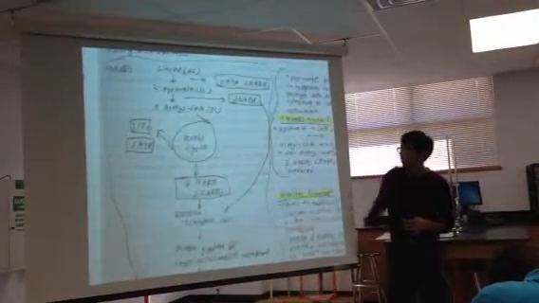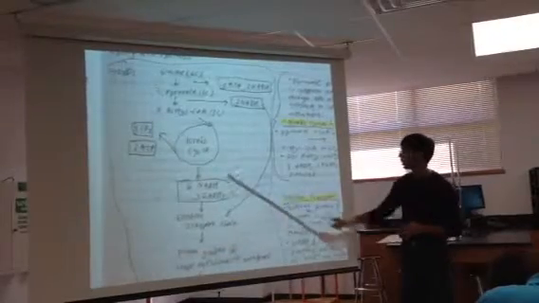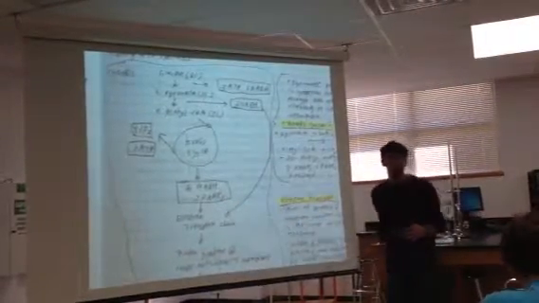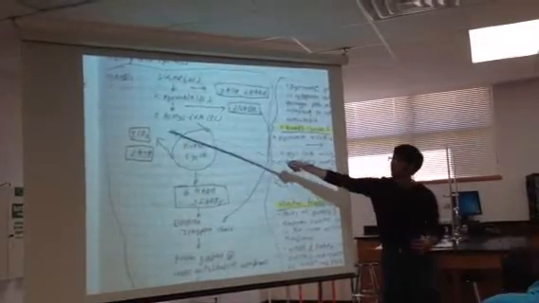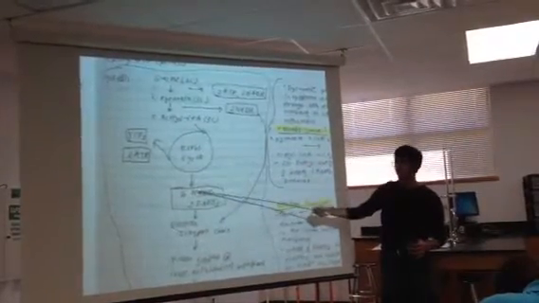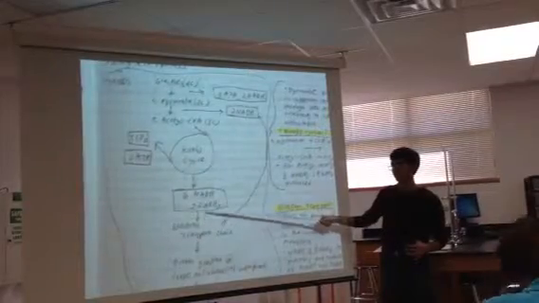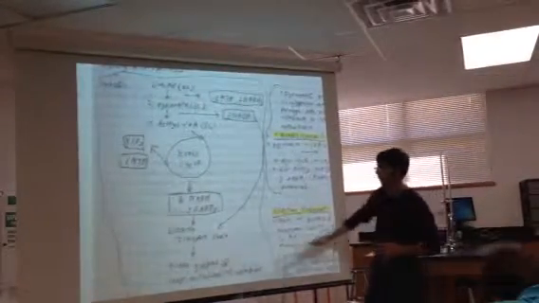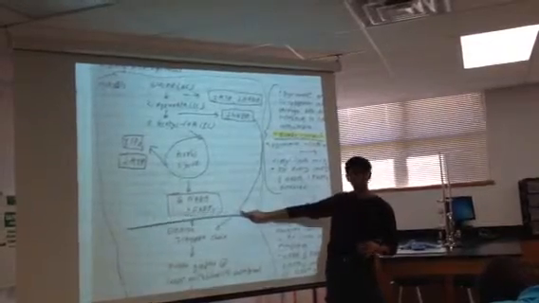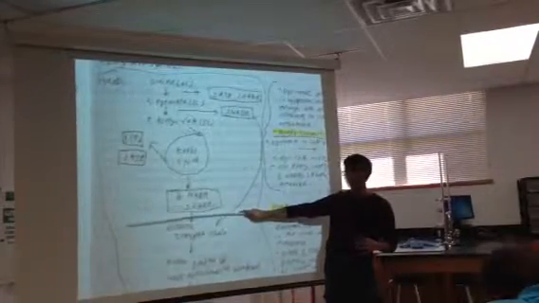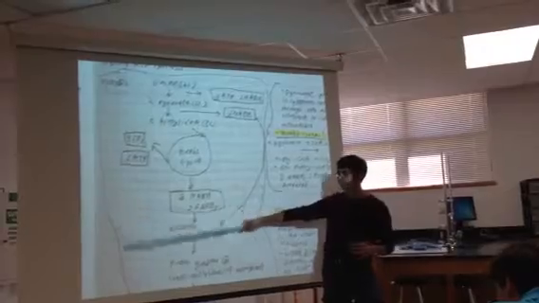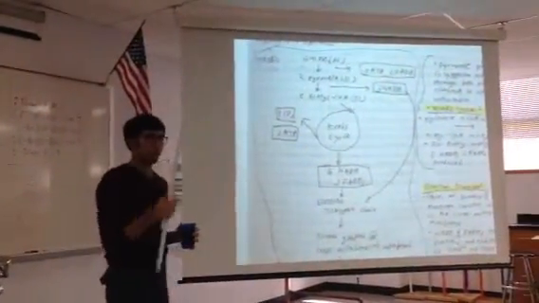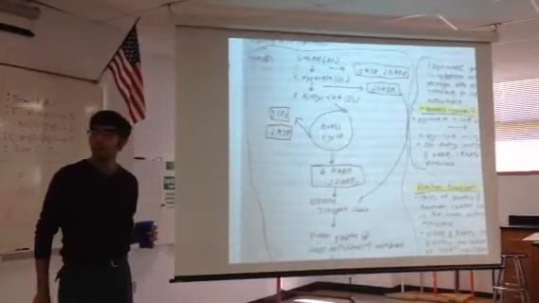4 and 2. So from there, we produce 6 NADH and 2 FADH2s. For each acetyl-CoA, we produce 3 NADHs and 1 FADH2. So right now, we're right here, at the end of the Krebs cycle. I'll give you a moment to write that down maybe.